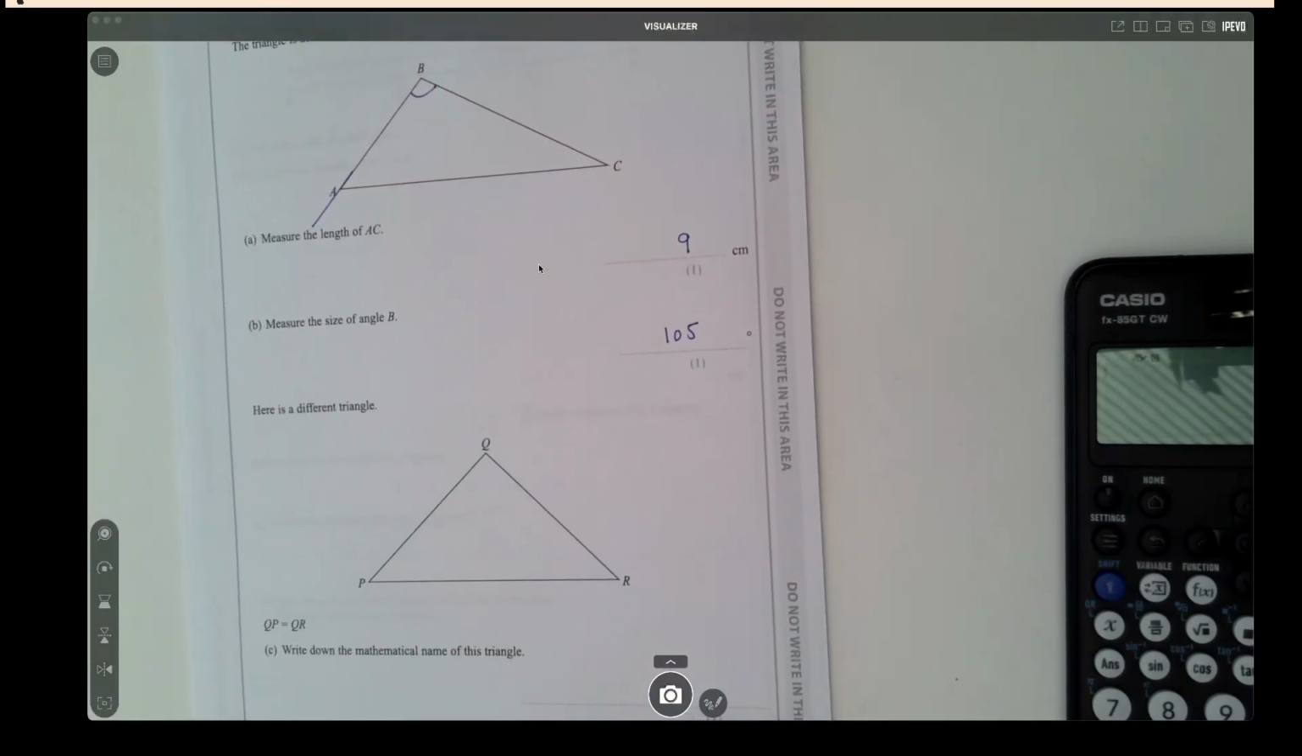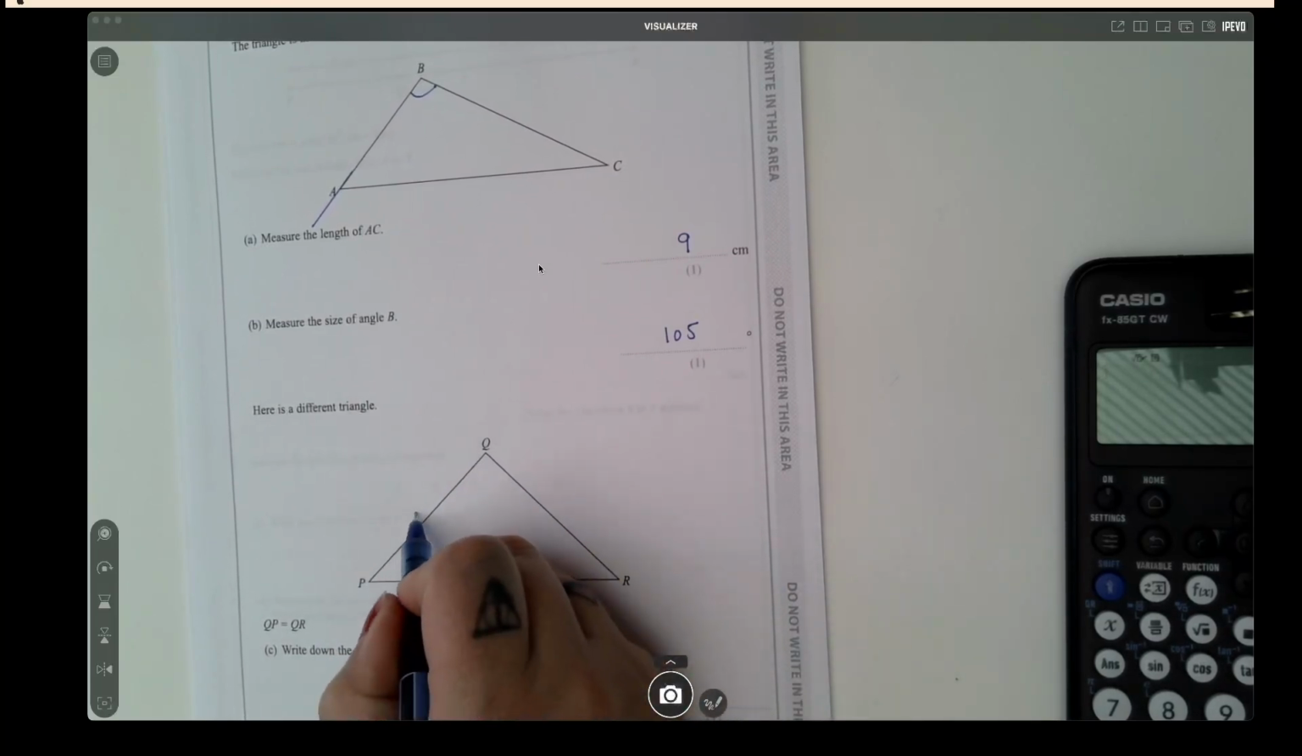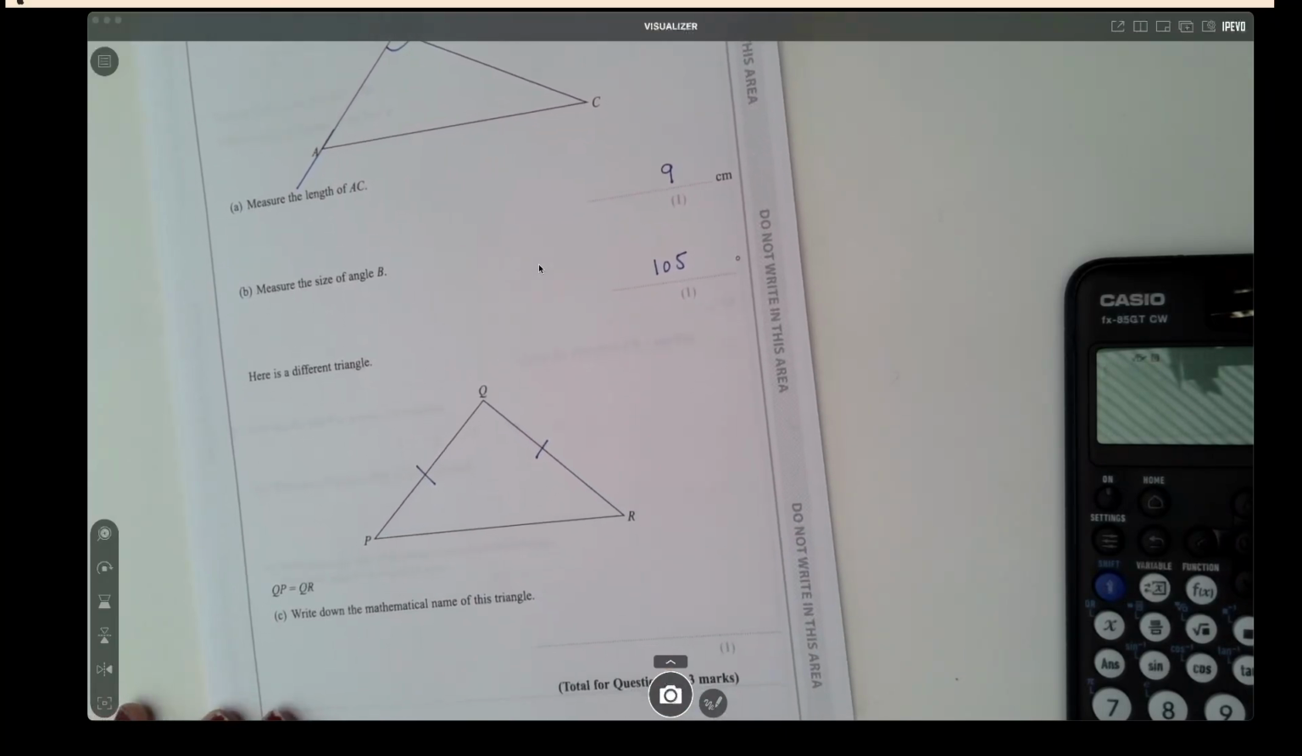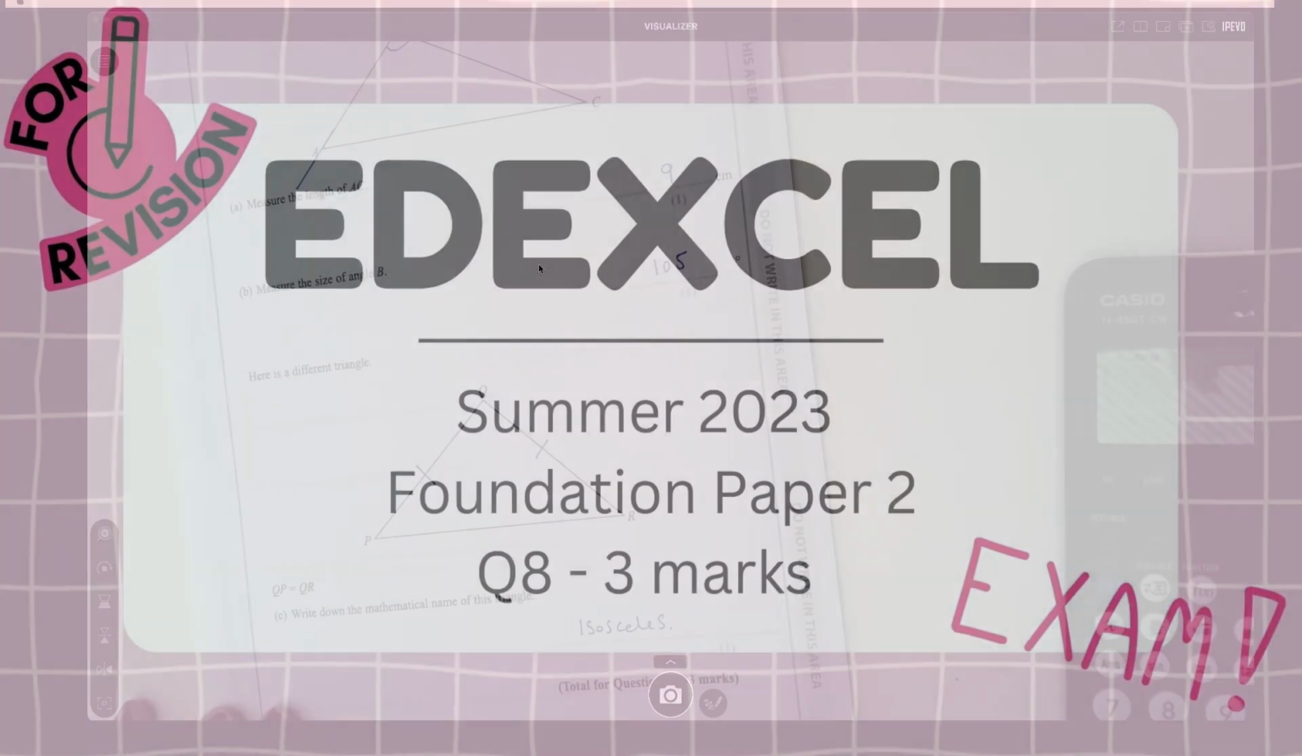And then it says here is a different triangle. QP is equal to QR. So these two sides are equal. Write down the mathematical name of this triangle. 2 sides equal, so it's an isosceles triangle.